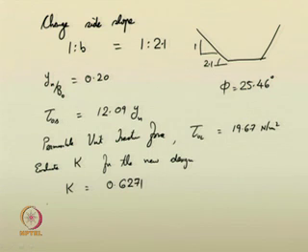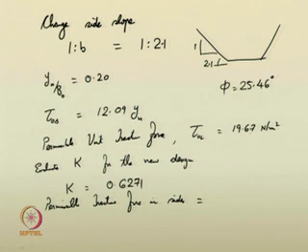So, therefore, the permissible unit tractive force on the sides is now equal to 19.67 into 0.6271. So, that will give you a value of 12.335 Newton per meter square.